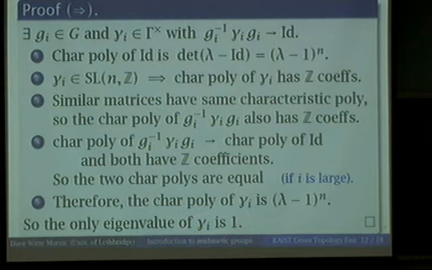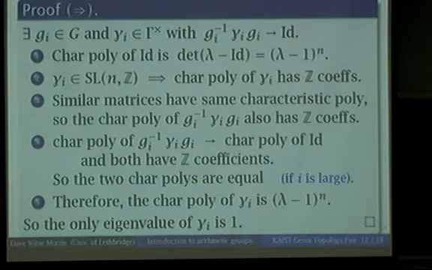So if G mod gamma is not compact, then by this limiting argument we see that there's a matrix in gamma that has only 1 as its eigenvalue. And that's because there's a matrix not in gamma but conjugate to an element of gamma that's close to the identity. So the characteristic polynomial has to be the same as the characteristic polynomial of the identity matrix. Right, so that's a crucial fact.